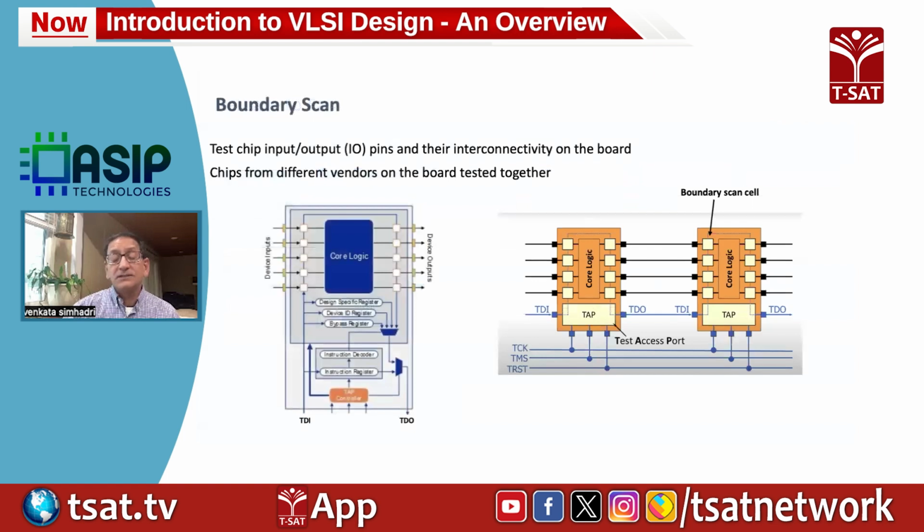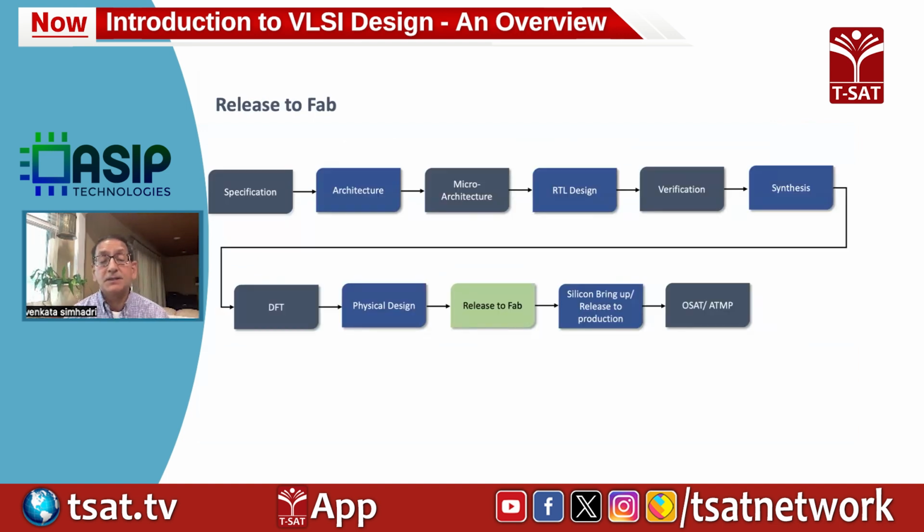So this is the DFT step you go through, and you insert this DFT into the netlist. Then you get into the physical design. And when you are doing the static timing on the chip, you do that in two modes, one in the functional mode, one also in the DFT mode. The next step in the process is to send your physical design database to a fab. Basically, we release that to a fab to start the manufacturing of the chip.